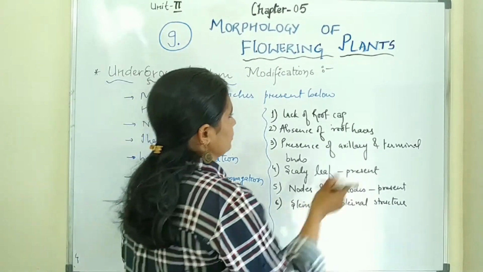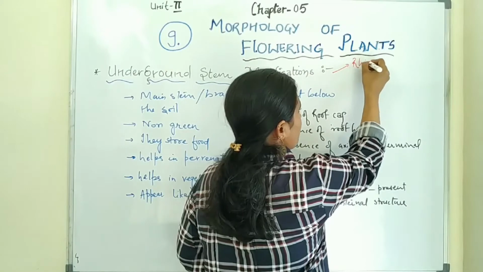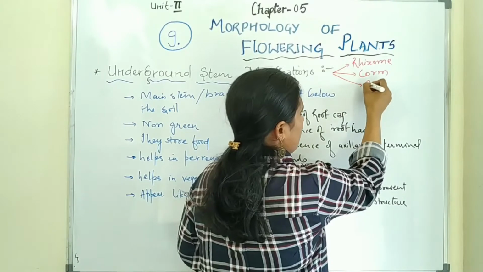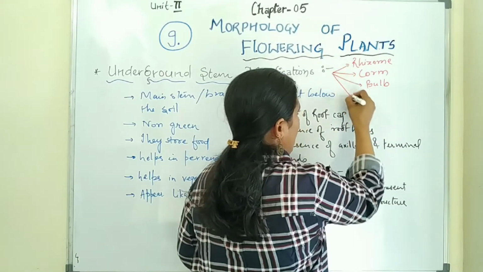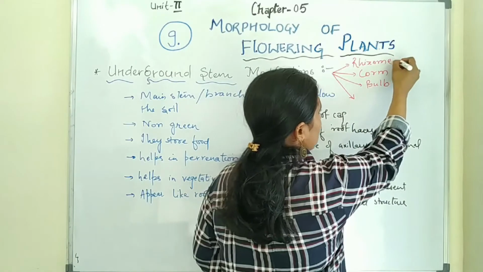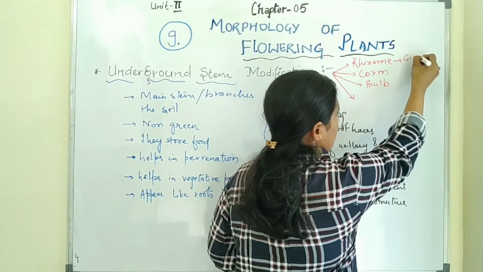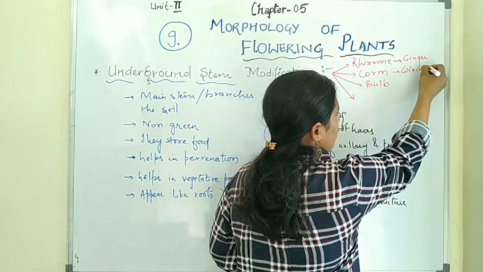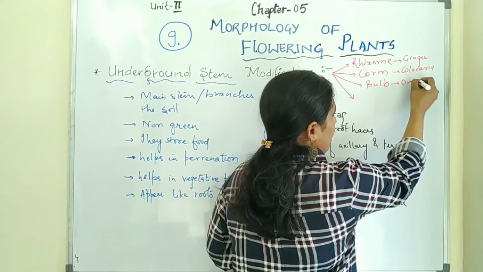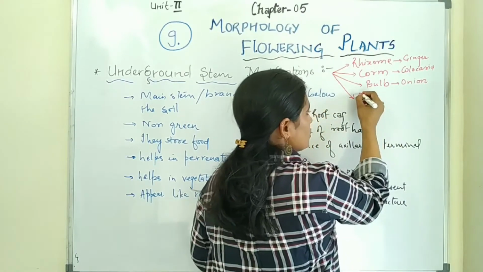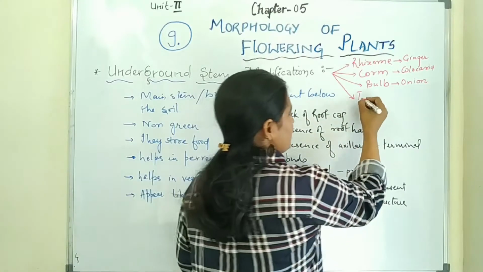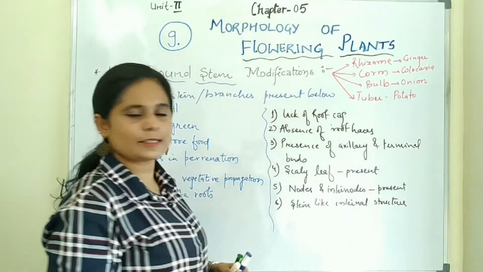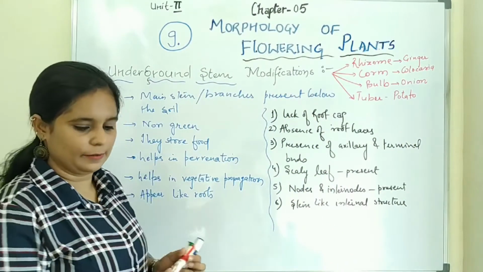Number 1 is rhizome, corm, bulb, and the last one is tuber. In the case of rhizome, you are going to study ginger and turmeric. For corm, you are going to talk about colocasia. For bulb, onion, and the most favorite one is tuber. The example is potato. So let us discuss each one in detail.